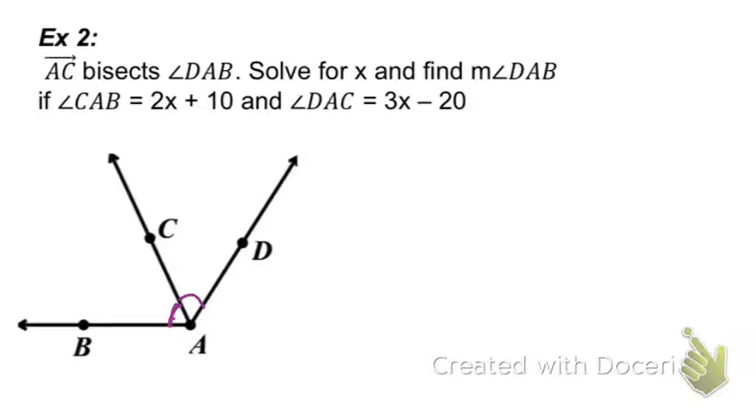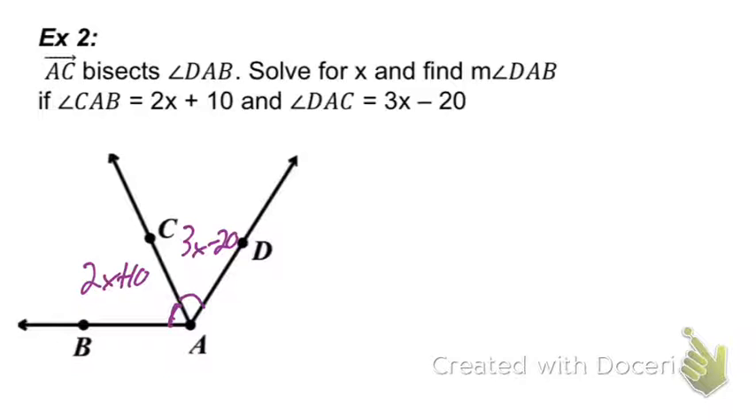Then I can label the measures. We know angle CAB has a measure of 2x plus 10, and we know angle DAC has a measure of 3x minus 20. Now, because these two angles are congruent, we should hear congruent, and we should instantly think, oh, we can set them equal, okay?